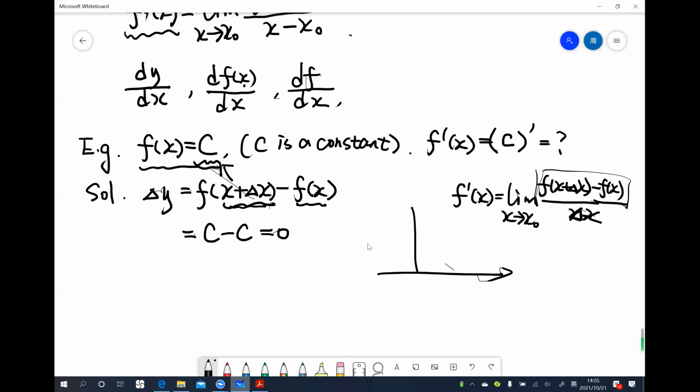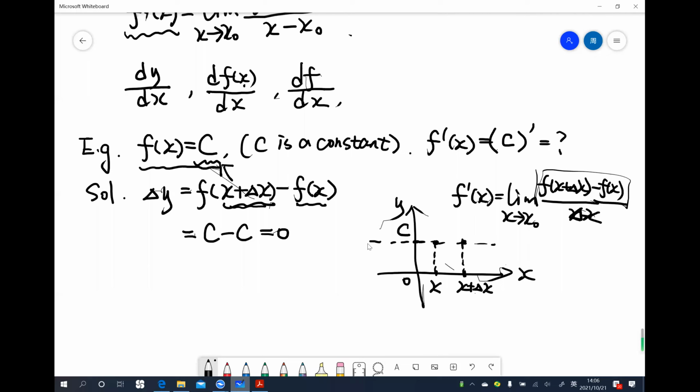For example, you can see here, this is the graph of the constant function, and maybe this is a constant c. C can be 1, 2, 3, and more. Here you can see maybe this is the point x, and I will give it an increment. So this point is x plus delta x, right? You can see the value at x is c, and the value at x plus delta x is also c. So c minus c equals 0.